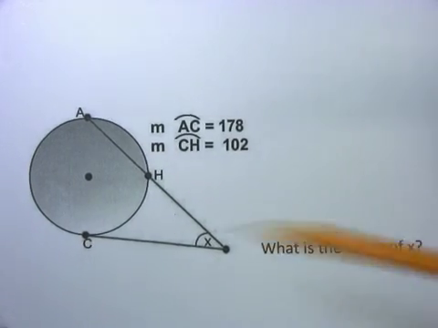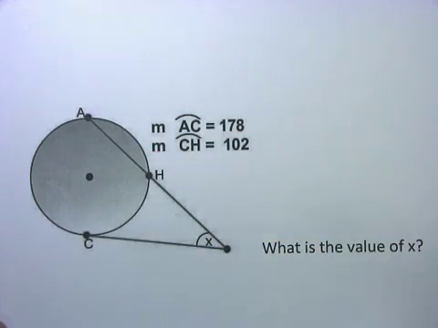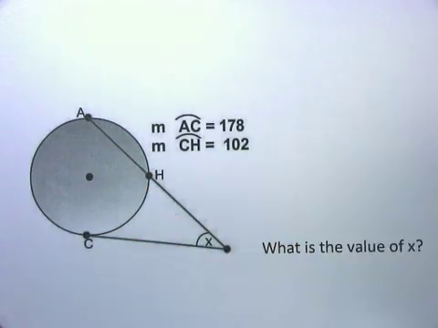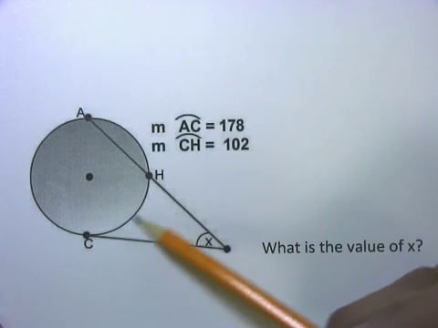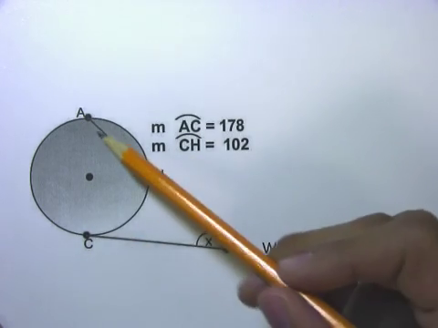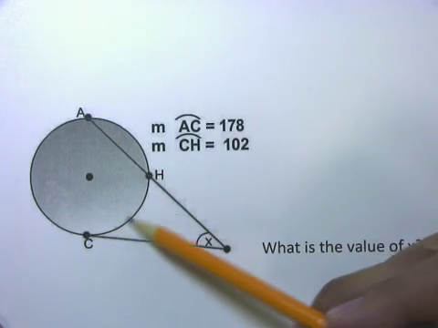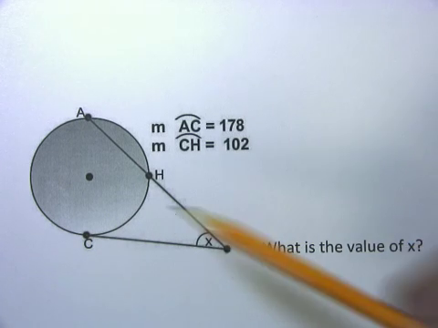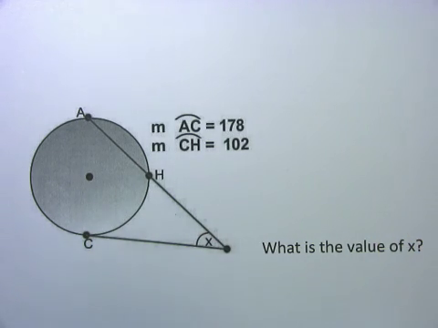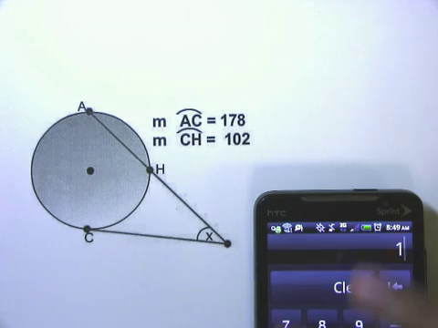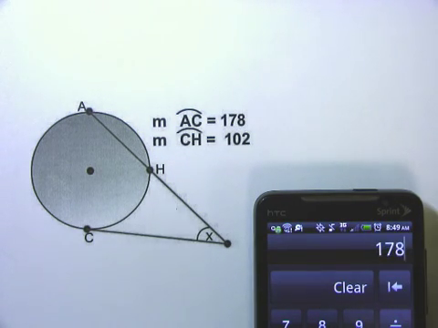Let's take a look at an example. Here I have a circle with a tangent and a secant line going through it. They told me that arc AC is 178 degrees, and they tell me that arc CH is 102 degrees. So here I have this arc on the outside between my two lines, and then the little arc in between both of them. The way that I find X is that I'm going to subtract them, and I'm also going to divide by 2.